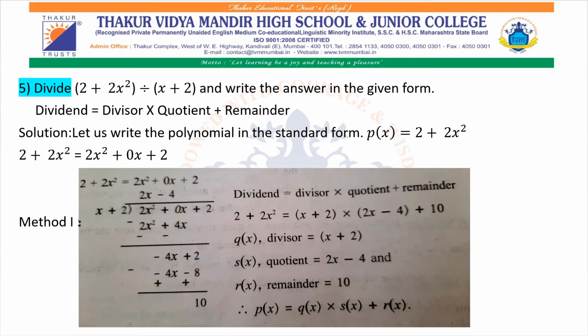So when we are writing in the form of dividend is equal to divisor into quotient plus remainder, 2 plus 2x square is equal to x plus 2 into 2x minus 4 plus 10. Q of x is divisor, that is x plus 2. S of x is quotient, that is 2x minus 4. And R of x is remainder, that is 10. Therefore, P of x is equal to Q of x into S of x plus R of x.